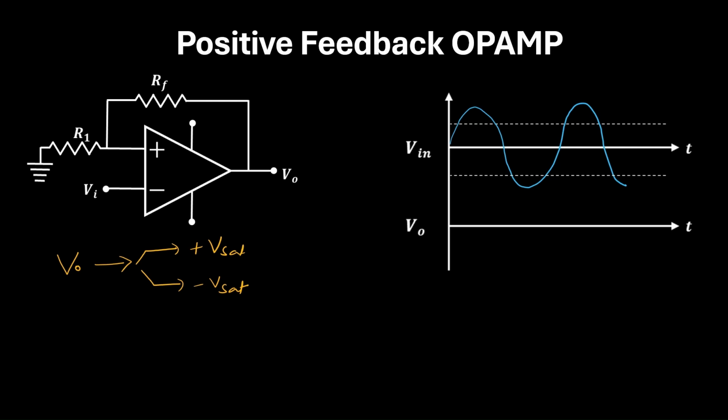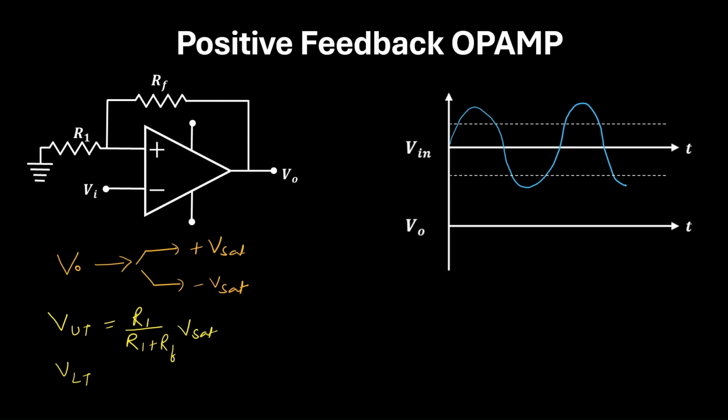Now, when it will be driven to plus V saturation or minus V saturation will depend on two threshold voltages. One is the upper threshold voltage, another one is the lower threshold voltage. Now the upper threshold voltage is given by R1 divided by R1 plus RF into V saturation.